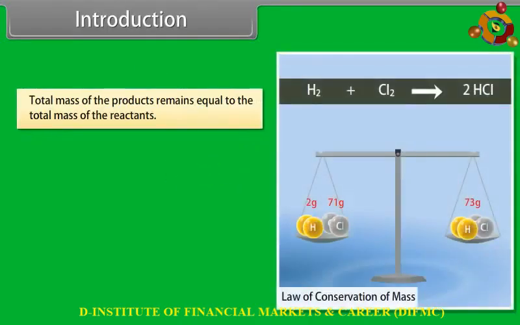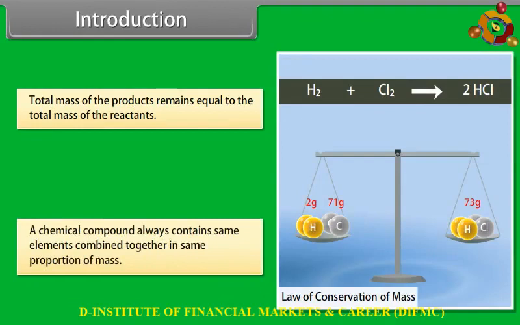Total mass of the products remains equal to the total mass of the reactants. H2 + Cl2 gives 2HCl. A chemical compound always contains the same elements combined together in the same proportion of mass.